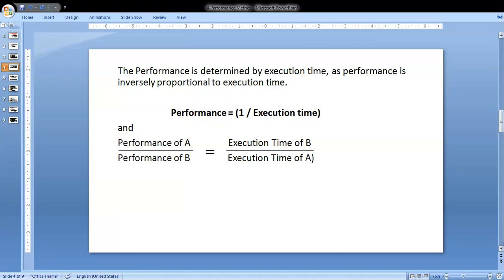Suppose we are going to compare two computers having different performances. We have to find the ratio between the performance of computer A and the performance of computer B. A and B are computers. So the performance of A divided by the performance of B is equal to the execution time of B divided by the execution time of A, because the performance is inversely proportional to execution time.